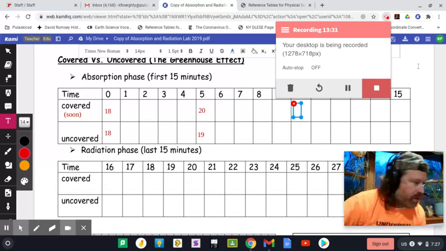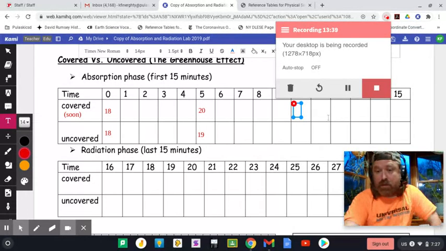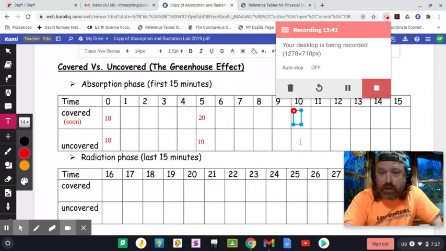All right, so we're finally done, and it looks like it works pretty well. This one's higher. The covered is at 24, and the uncovered is at about 19. So looks like it showed us what we were looking to show. That'll be great.